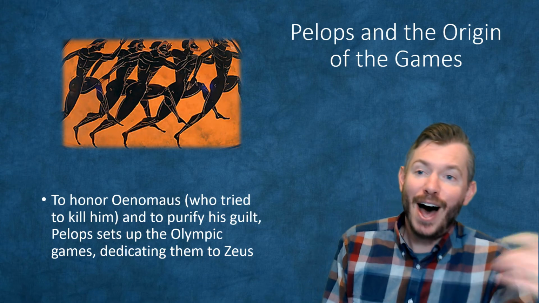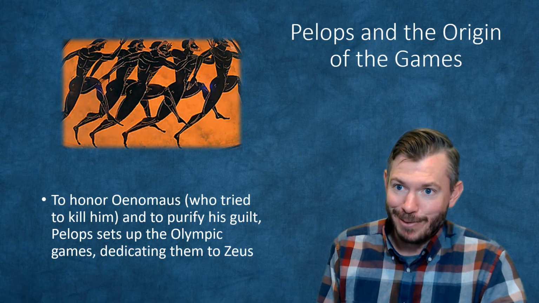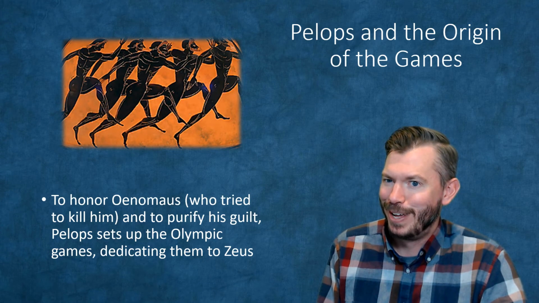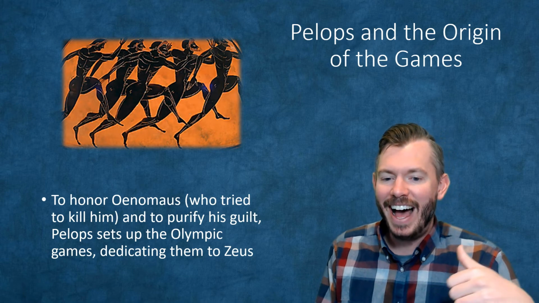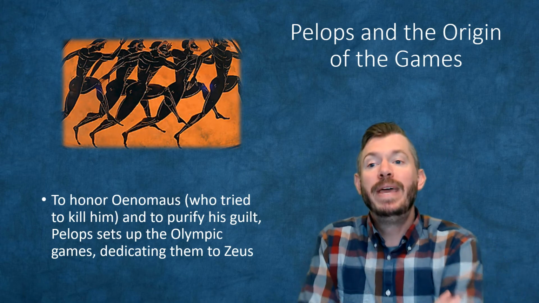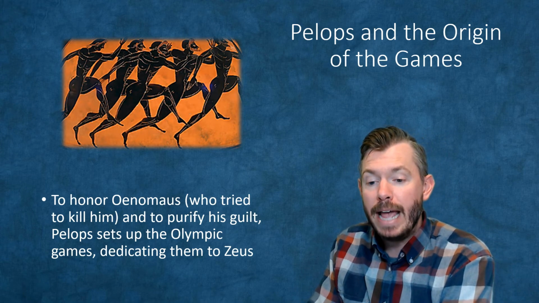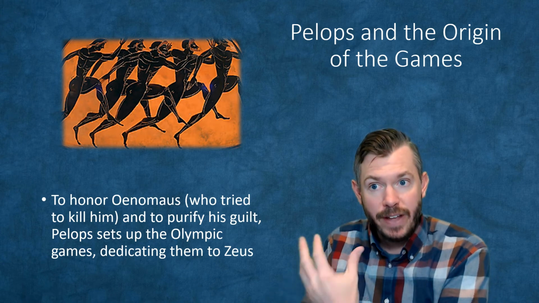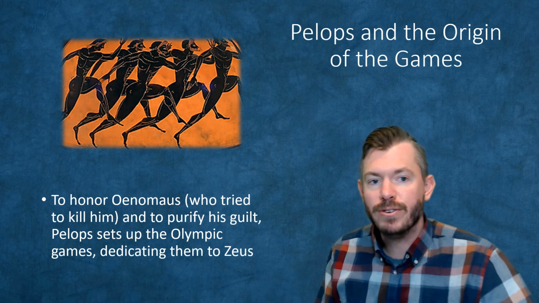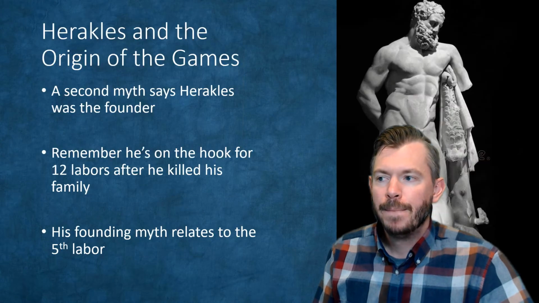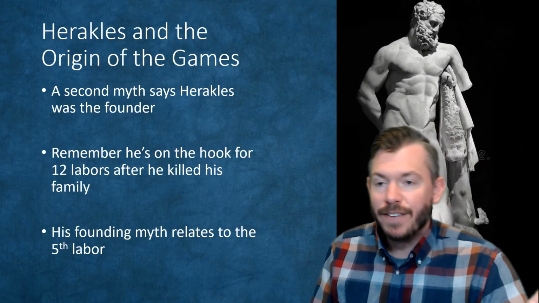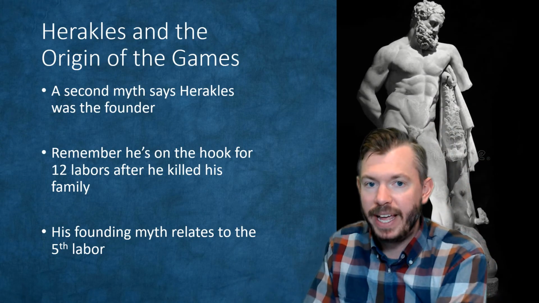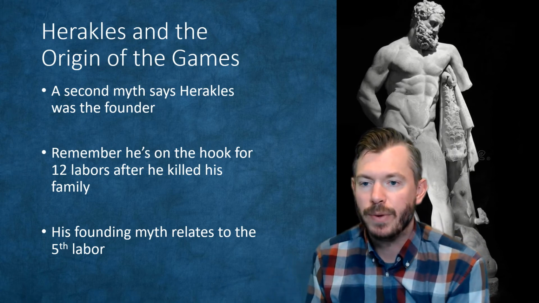Now, to honor Oinomaus, because he doesn't want to be seen as the dude who killed his father-in-law, and to purify his guilt, Pelops sets up the Olympic Games in nearby Olympia, dedicating them to Zeus. So that's the first version of the start of the Olympic Games, one of the myths associated with it.